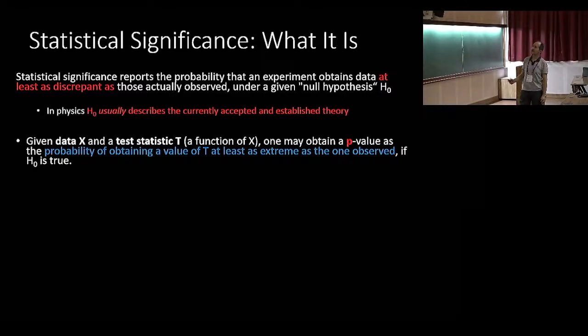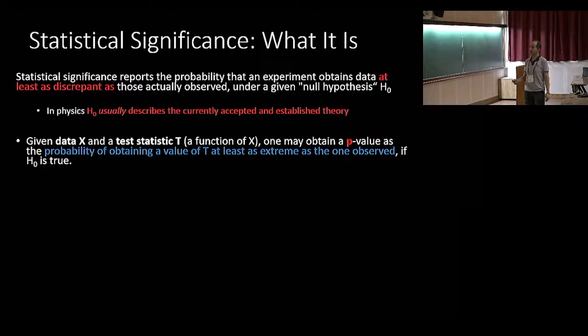Statistical significance reports the probability that you will obtain data that is at least as odd, as extreme, as the one that you got in frequentist setting under a given null hypothesis. So you are assuming a null hypothesis, the standard model is true, there is no supersymmetry, then what is the probability that I should get the data that I saw?